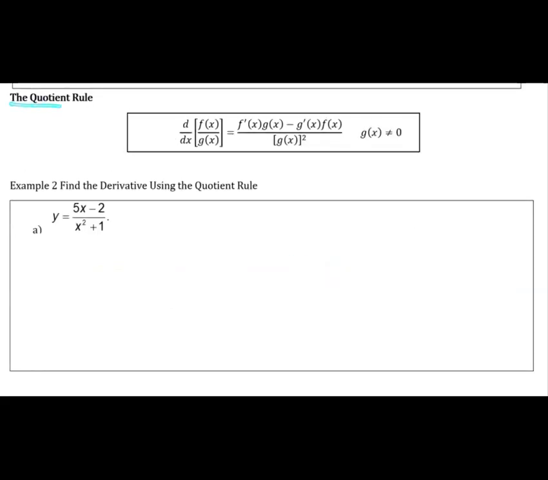Next, we have the quotient rule that tells us how to take the derivative of a quotient. The quotient rule goes f prime g minus g prime f.